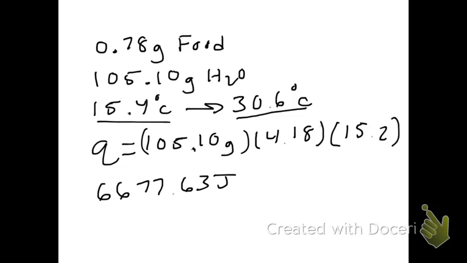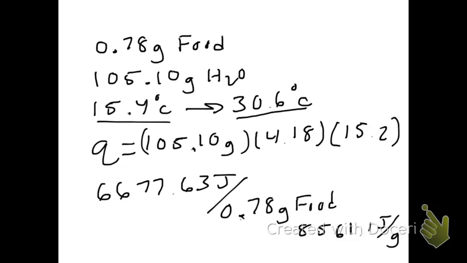Now what we want is units of kilojoules per gram of food. So we're going to divide this by our grams, our 0.78 grams of food, and this will get us a value of 856.1 joules per gram. And then we can further change that into kilojoules, which would just be 8.56 kilojoules per gram of food. Okay, so it's just a very simple calorimetry problem, just like what you've normally seen before.